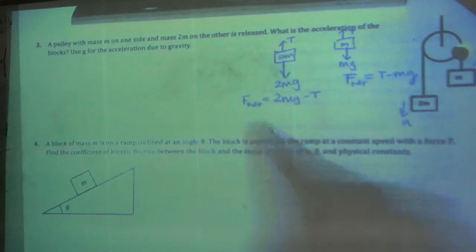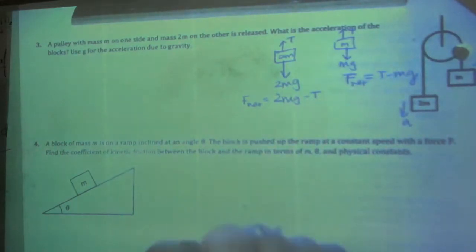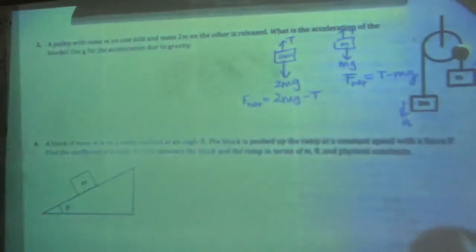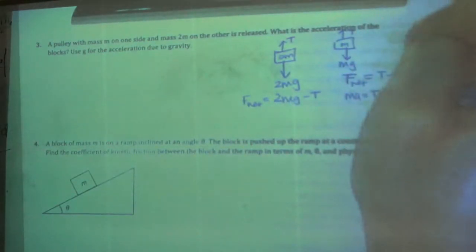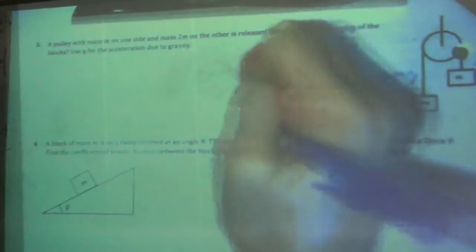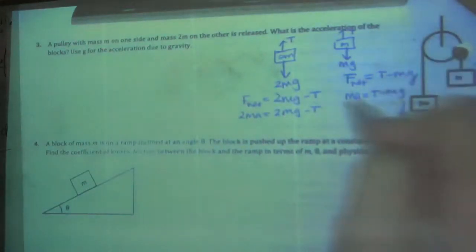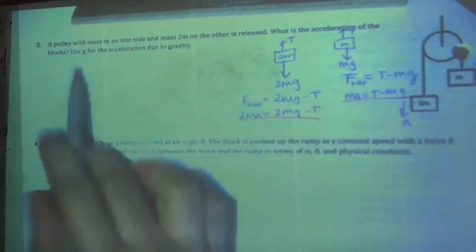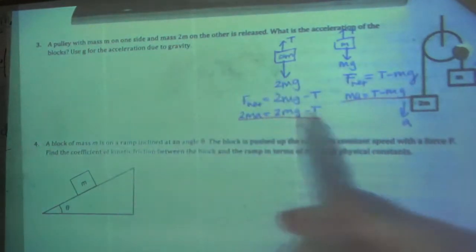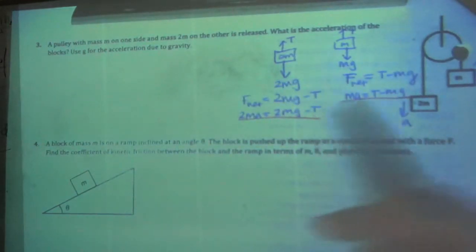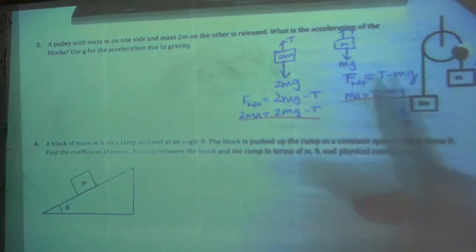All right, and then we know that the net force is always the mass times the acceleration, so here that is just ma equals T minus mg. And for here, the mass is 2m, so it's 2ma equals 2mg minus tension. Okay, now I have two equations. I'm looking for the acceleration, and I can leave it in terms of g, but I can't have tension in my answer, so what I want to do is solve for tension right here.